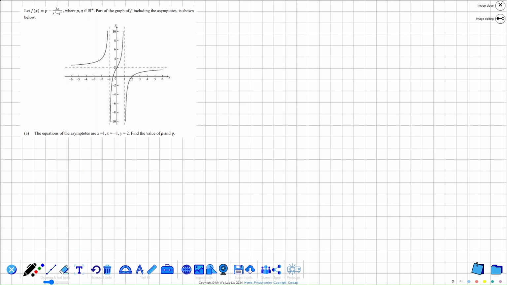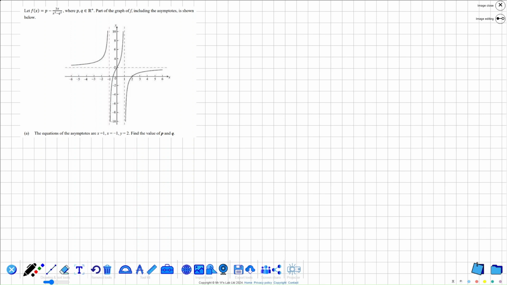Okay, so we've got a bit more of a challenging question here, but I reckon we can break it down and do it. So we've got f of x equals p minus 3x over x squared minus q, where p and q belong to real numbers. Part of the graph of f includes the asymptotes as shown below. The equations of the asymptotes are x equals 1, x equals -1, and y equals 2. So obviously we've got 2 vertical asymptotes, which you can even see on the graph at -1 and 1, and a horizontal asymptote at 2.